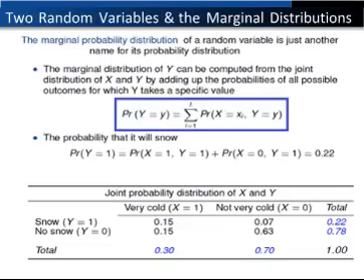The marginal distribution of y can be computed from the joint distribution of x and y by adding up the probabilities of all possible outcomes for which y takes a specific value. The formula of two random variables and the marginal distribution is bordered with blue color. The probability that it will snow is 0.22, which is the first row total value in the table as well.